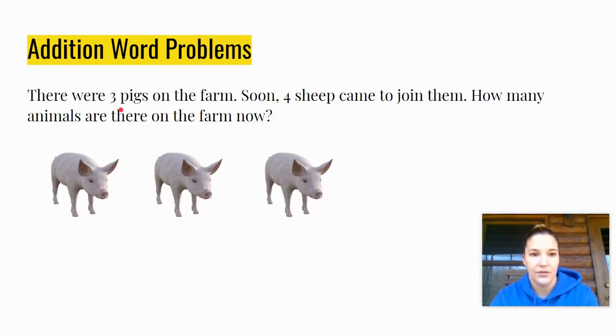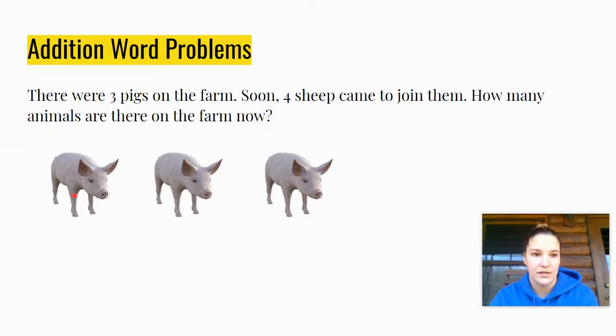There were 3 pigs on the farm. Soon 4 sheep came to join them. How many animals are there on the farm now? When I'm doing this, I always like to read it 2 times so I can make sure that I'm getting everything correct. So let's read it one more time. There were 3 pigs on the farm. Soon 4 sheep came to join them. How many animals are there on the farm now?